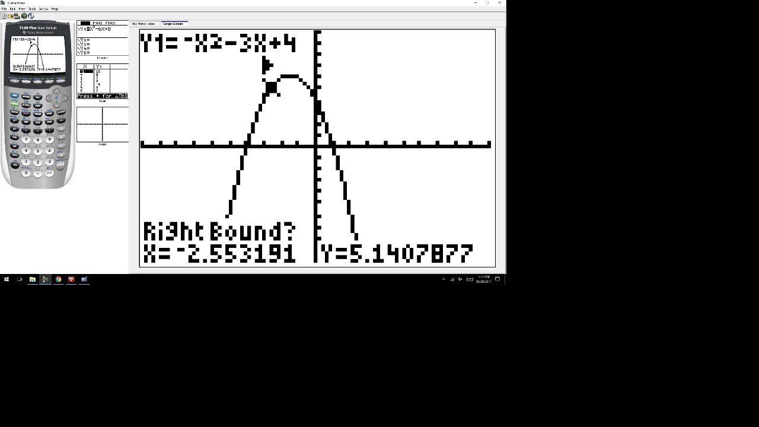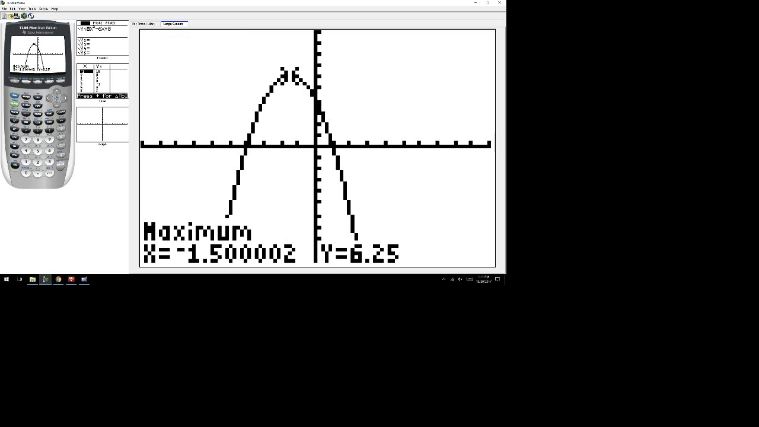Your calculator's like, hey, I don't have enough information yet. Now what does it need? Right. So now you've got to move your cursor on the right side of the vertex. Doesn't matter how far, just as long as it's somewhere on the right of that vertex, and hit enter. And your calculator's like, hey, do you want me to guess where the vertex is between these 2 points? And I'm like, yes, I want you to guess. So we need to hit enter one more time.